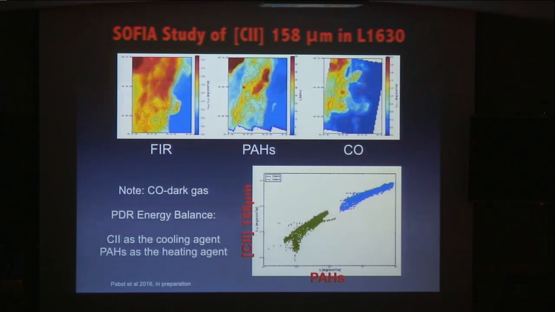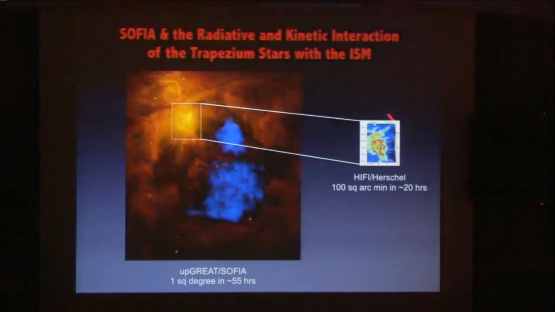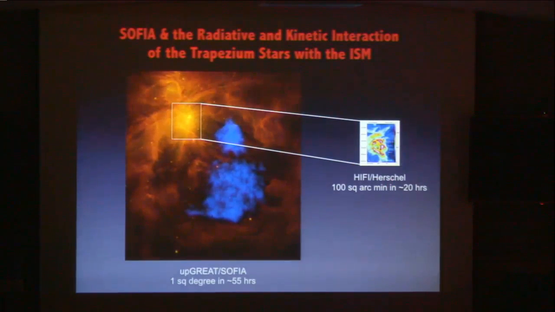This is actually the Orion A data that was shown in John's slide. It's this data around the trapezium itself, the classical PDR. This was done with HIFI on Herschel, about 100 square arc minutes in 20 hours. We're going to map this whole region with upGREAT on SOFIA. It's about a square degree in about 55 hours. It will not only give us the radiative interaction, but also the dynamic interaction, because you can see this nice bubble here that has been blown by the stars in this region.